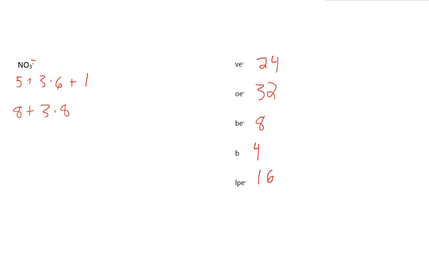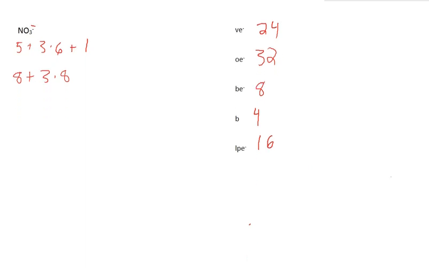So we determine what our central atom is. Well, in this case, it is going to be nitrogen. Okay, it's usually going to be your first one. It's the one that has the lowest electronegativity, and they're written in order of increasing electronegativity usually. So nitrogen is going to be our central atom, and we have 3 oxygens surrounding it.